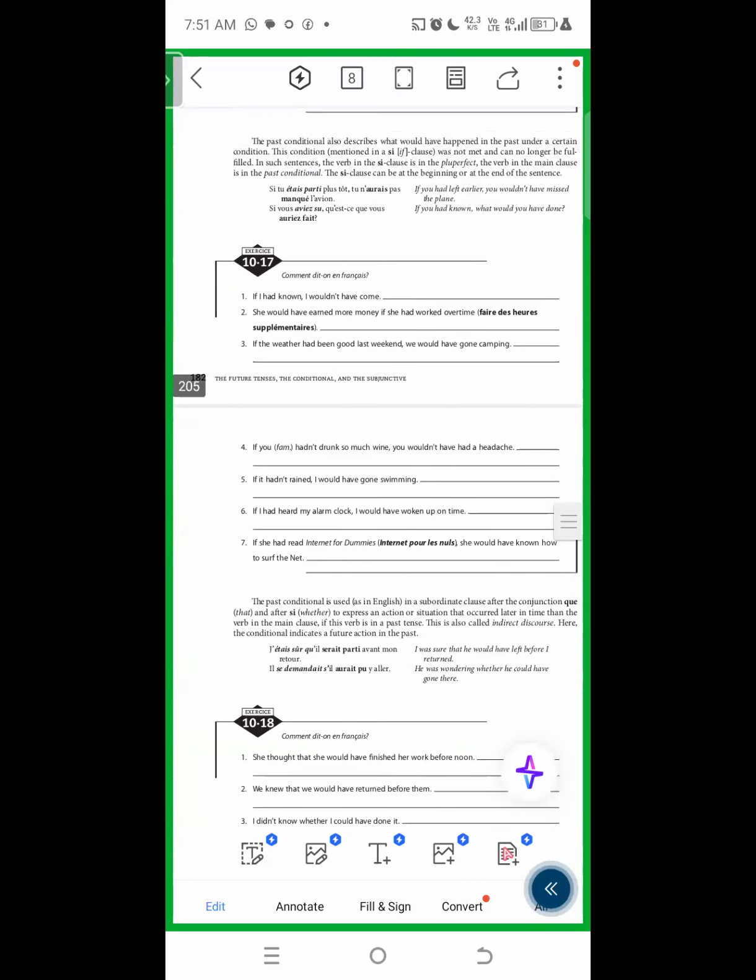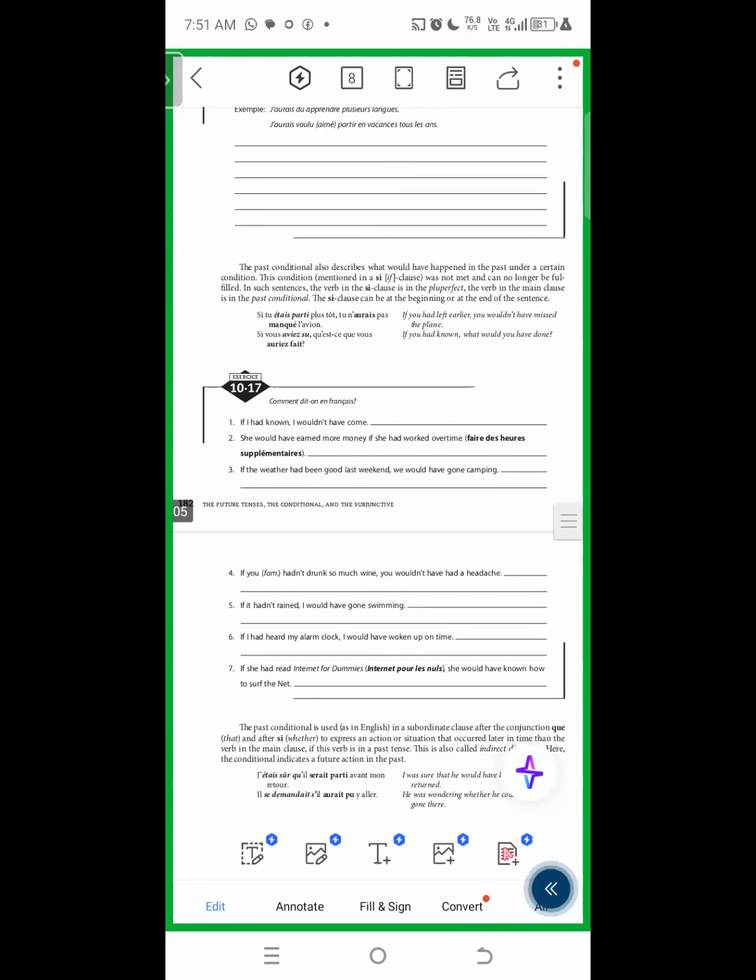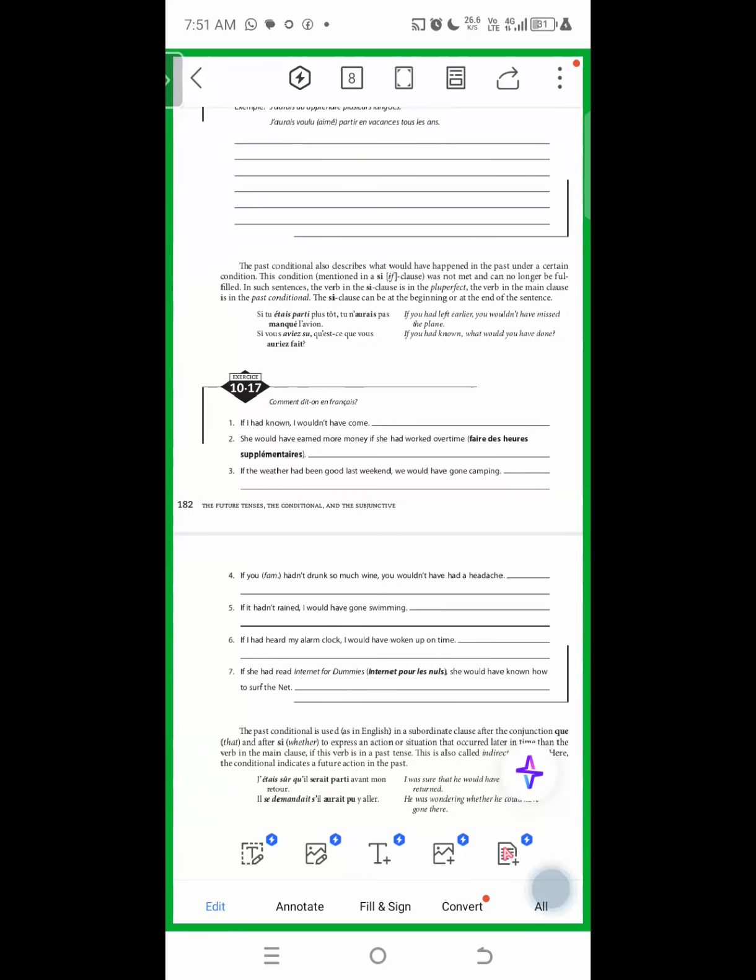Of course, let's just touch a few of them. Now we say the past conditional is also used with si. I've given you that one already. When you have the pluscuparfait, you have the past conditional. Exactly. Si tu étais parti, that's pluscuparfait, am I right? Tu n'aurais pas manqué l'avion. If you had left early, you would have missed the flight, the plane. Now, I gave you those three si conditions. That's what you have.